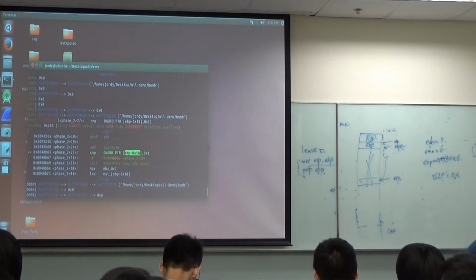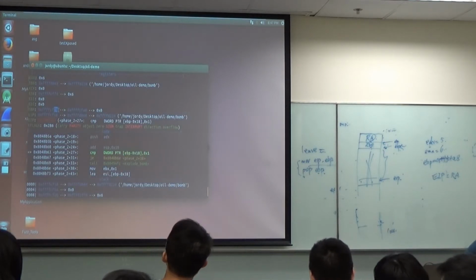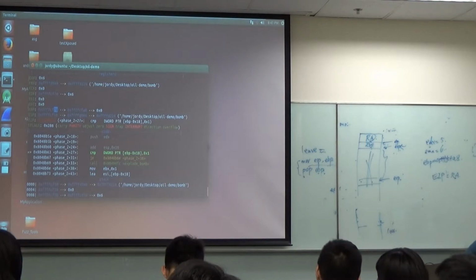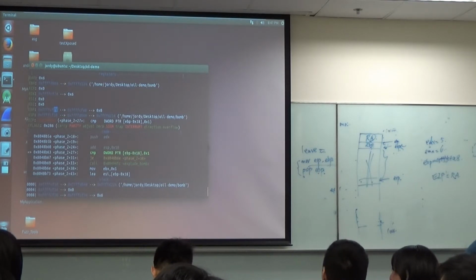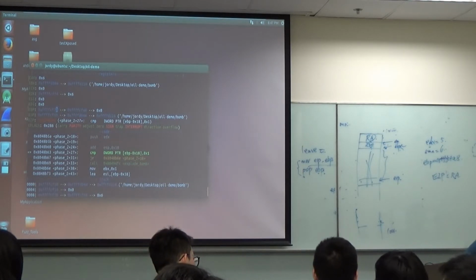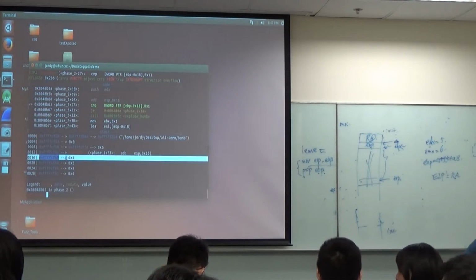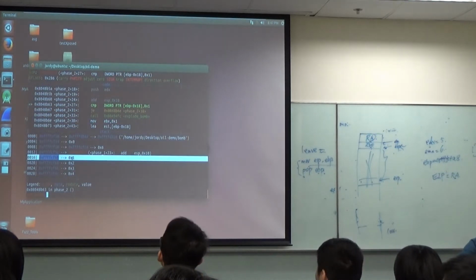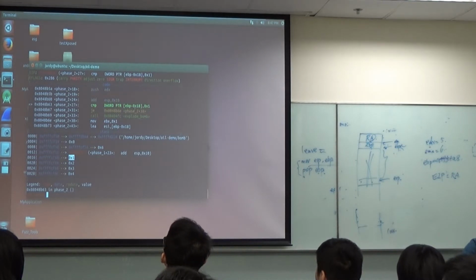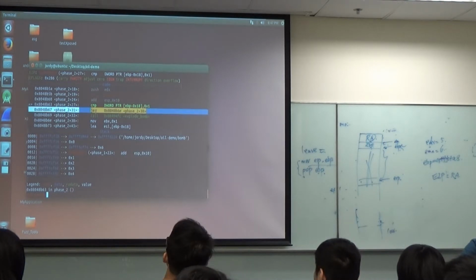Let's see, what is this? EBP is 78. So this is what? This is 60, right? So 60 is 1. Oh, this is our input. So it compares the first input with 1. If it's equal, then it will go to this address.